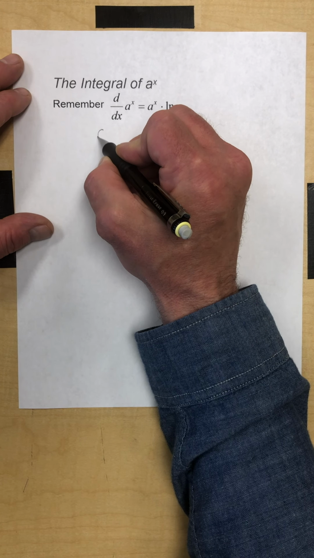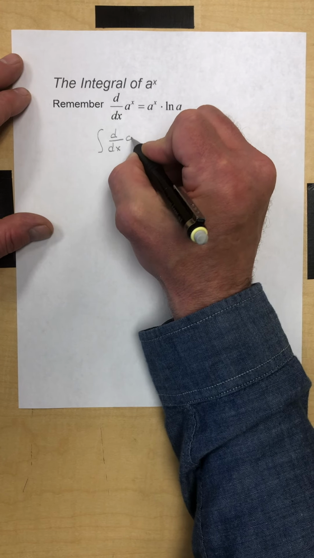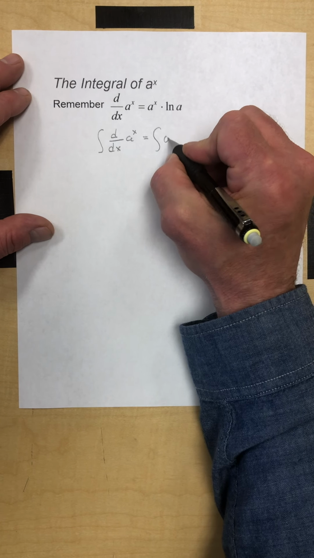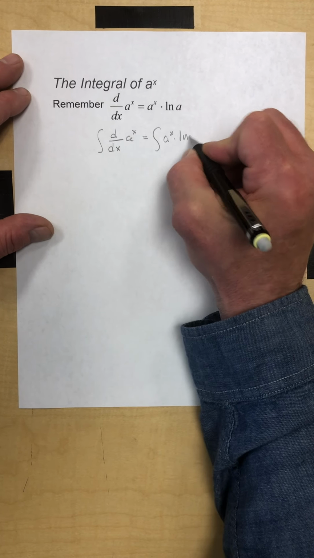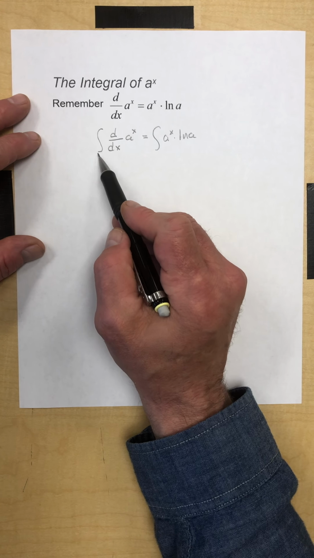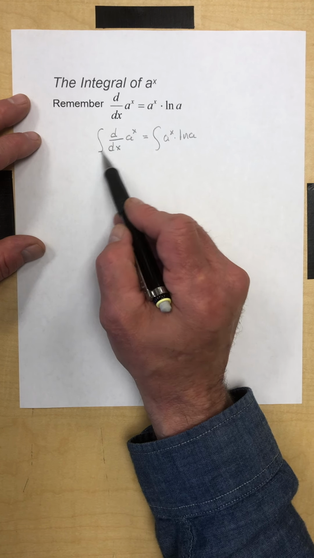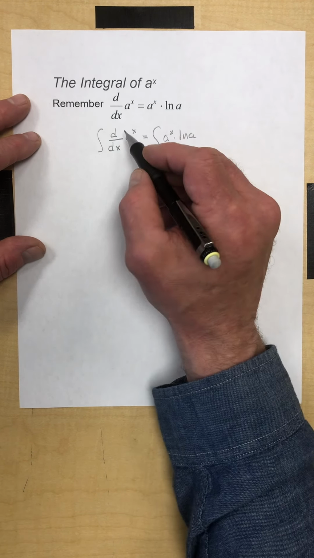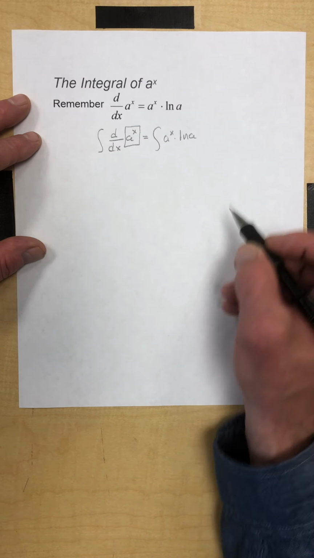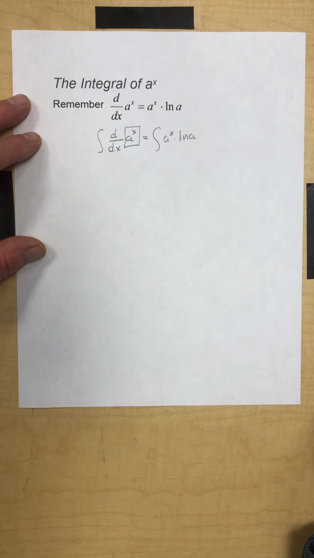So I would get the integral of the derivative of a to the x has to be equal to the integral of a to the x times the natural log of a. Now, we know that derivatives and integrals are sort of opposite functions of each other, so they would cancel each other out. That means these go away, and I'm just left with a to the x. So the integral of a to the x natural log of a has to be equal to a to the x.